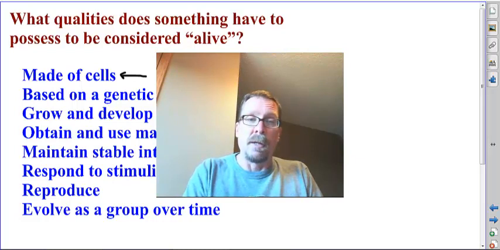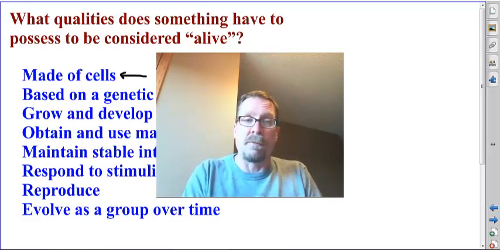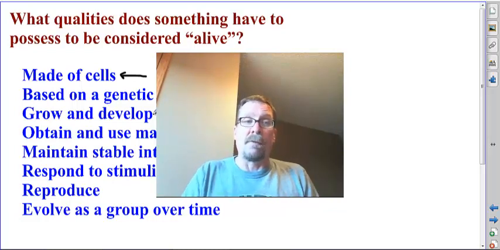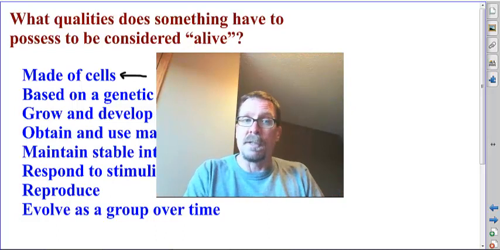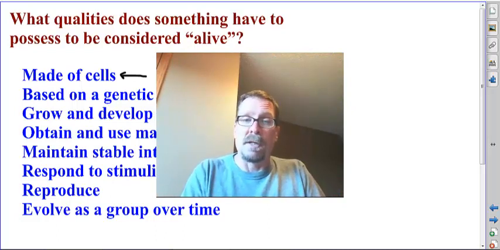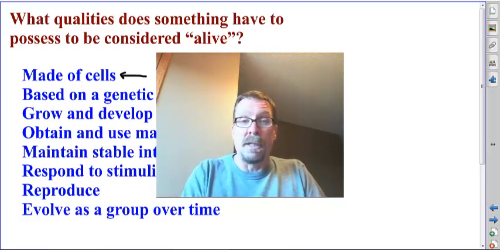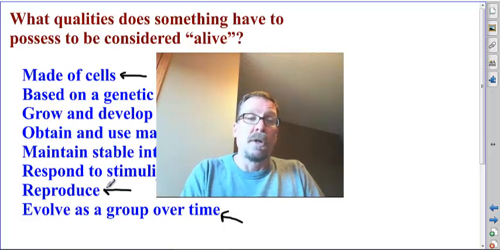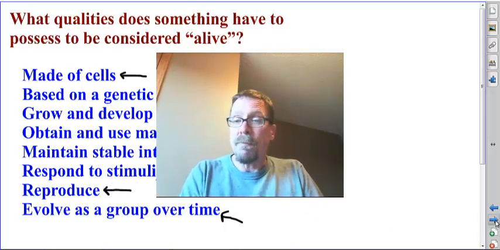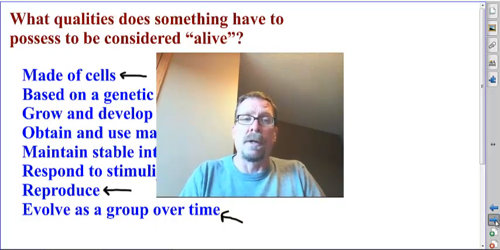Certainly you need a genetic code to help self-replicate, grow and develop. That doesn't necessarily mean getting taller and becoming an adult; it means you have to have cell growth and rejuvenation as well. Certainly multicellular organisms have a developmental phase, as do prokaryotes. You must eat; you have to obtain and use energy. You have to be able to respond to your environment, which will cause you to adapt over time. And you must be able to reproduce viable offspring. So that's our basis of what we consider living organisms.